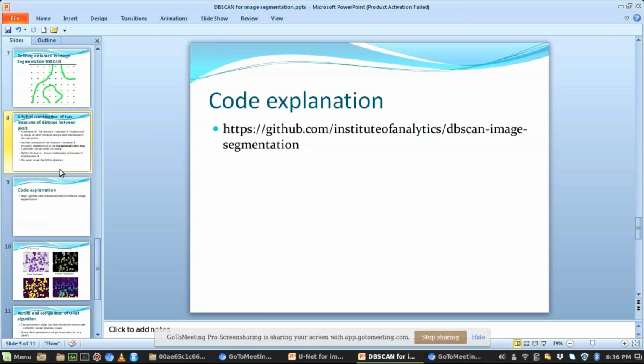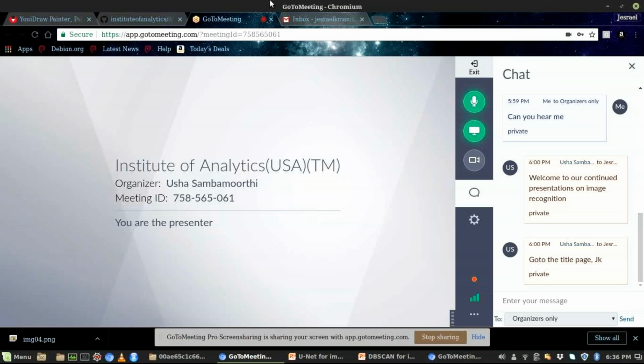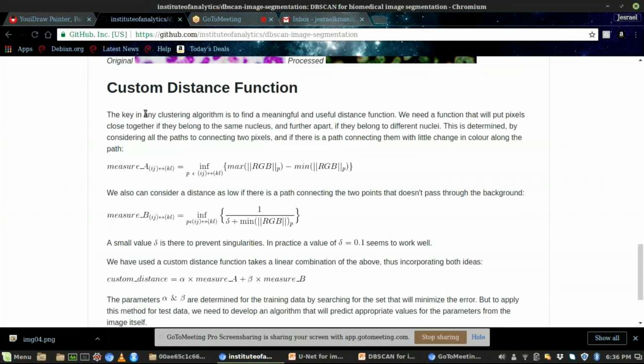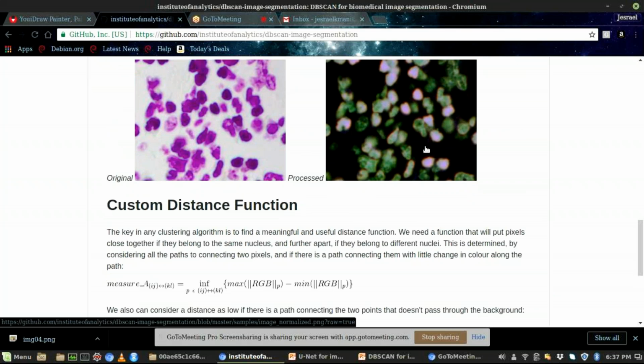So, the concept of distance. Let us look at the equation that I've used there. There are two concepts of distance I thought of. At each point you have an RGB value: an amount of red, an amount of green, an amount of blue. The idea is that the background is black, and if you are deep inside the nucleus, it is somewhere closer to white.